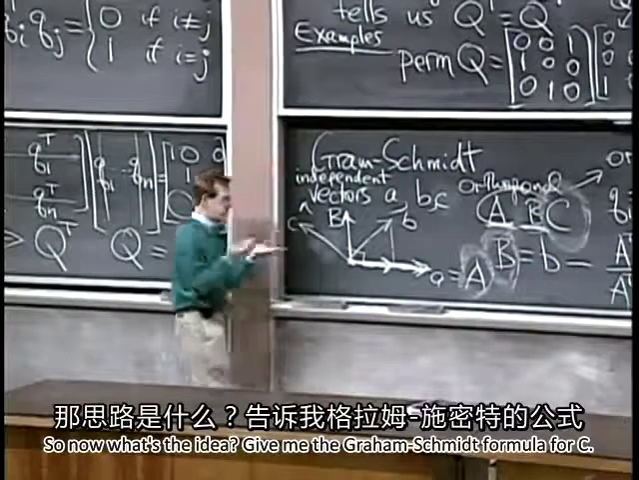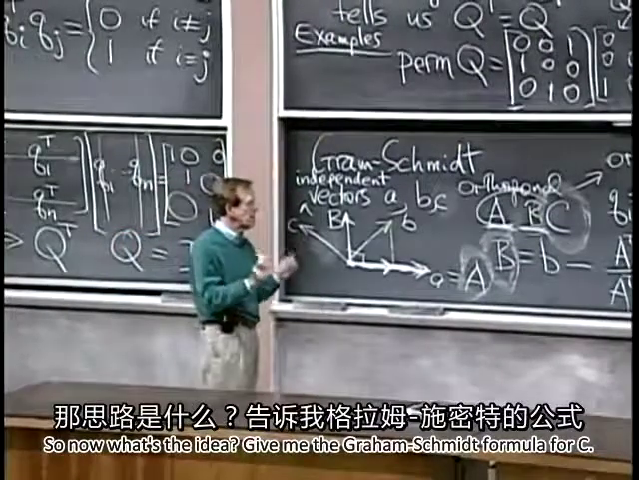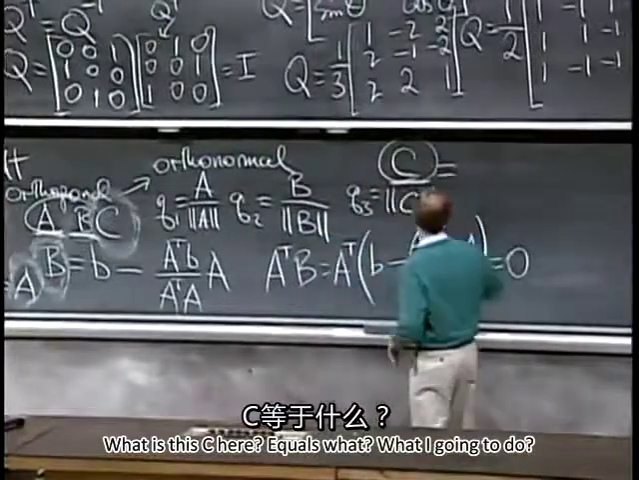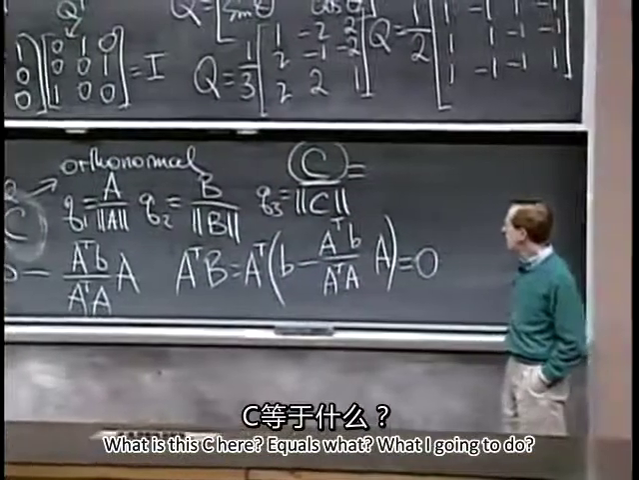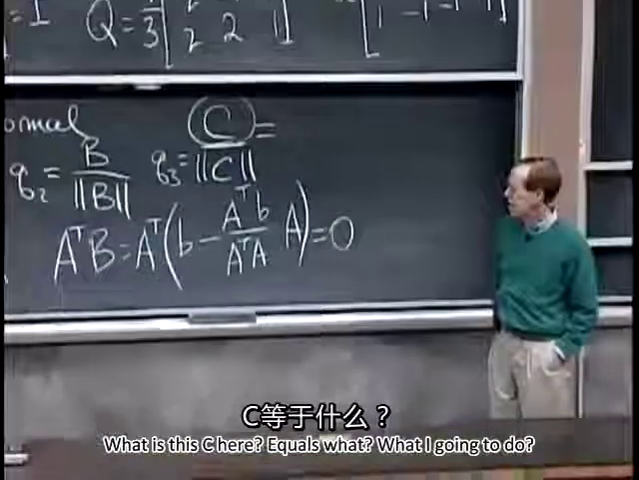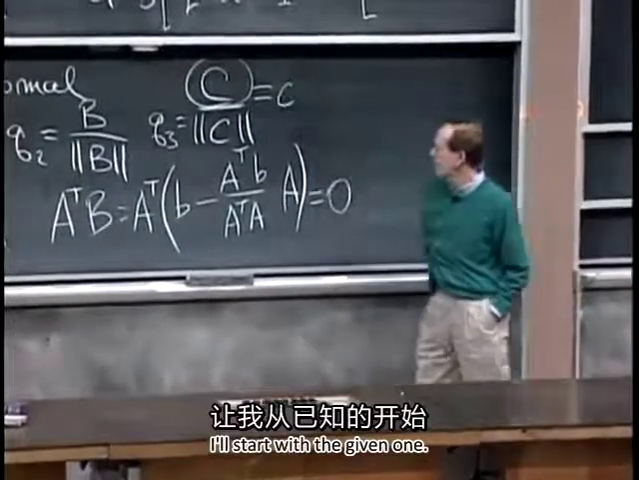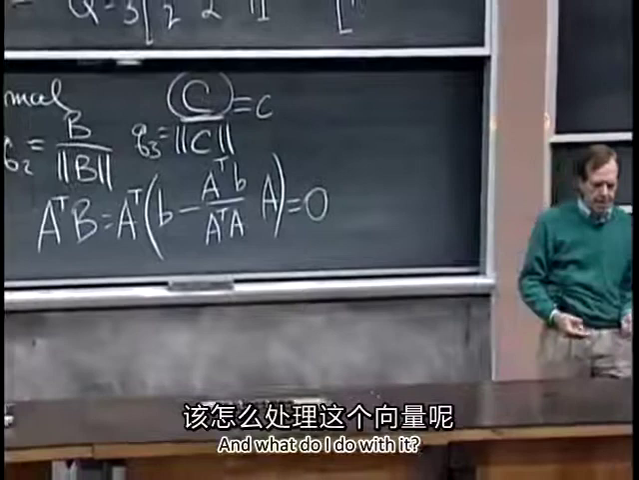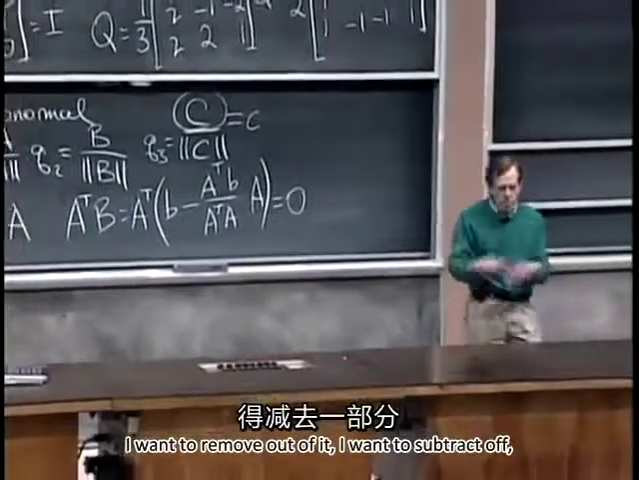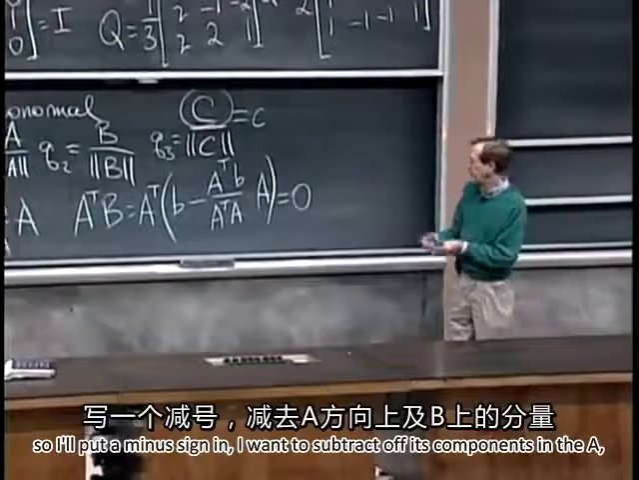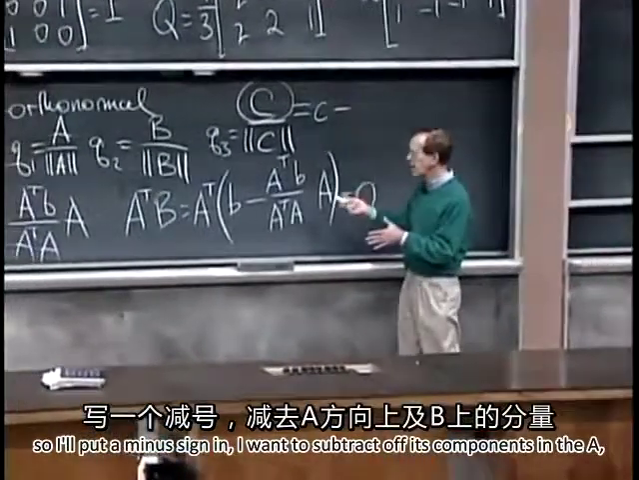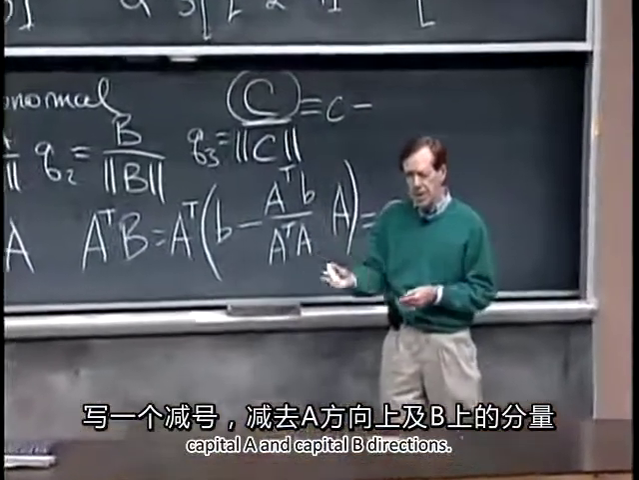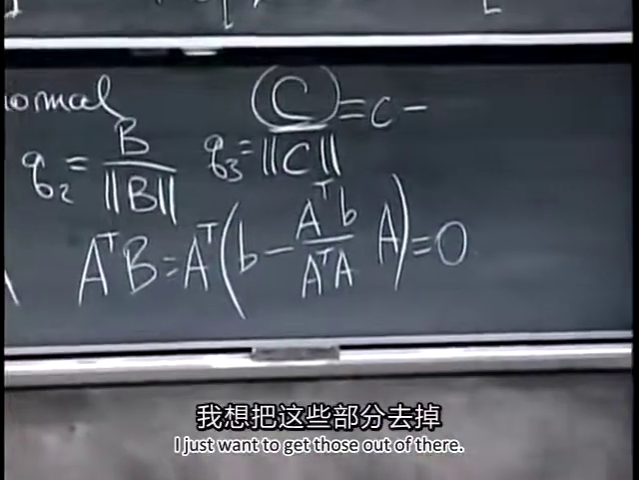So now, what's the idea? Give me the Gram-Schmidt formula for C. What is this C here? Equals what? What am I going to do? I'll start with the given one, as before. I start with the vector I'm given. And what do I do with it? I want to remove out of it. I want to subtract off. So I'll put a minus sign in. I want to subtract off its components in the capital A and capital B directions. I just want to get those out of there.